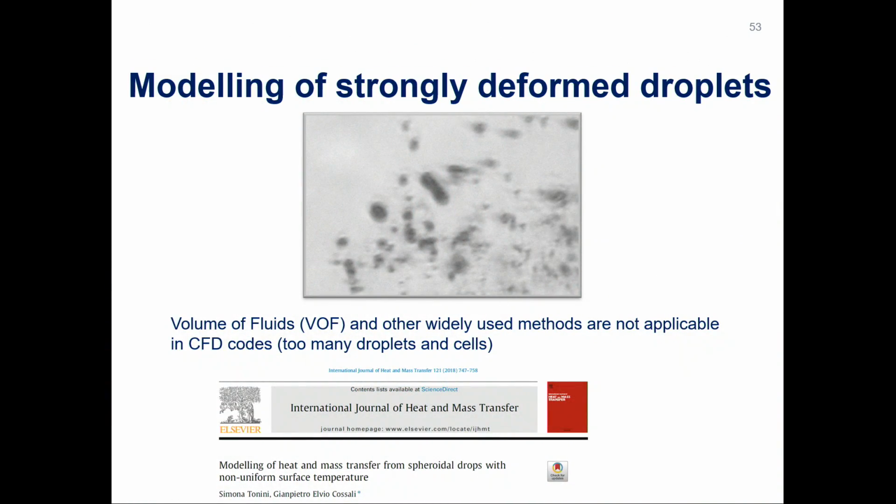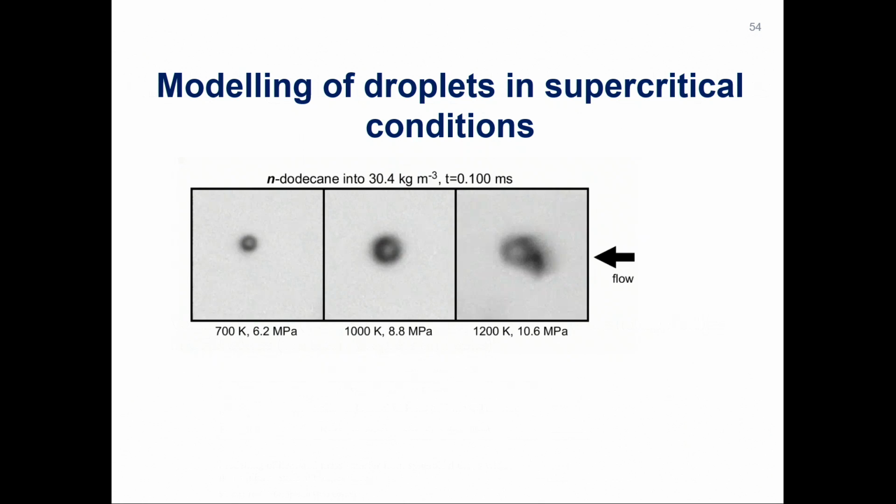Another problem is to consider strongly deformed droplets, because the model which we developed for non-spherical droplets is applicable only to weakly deformed droplets, which is a serious limitation. We are working on developing a more general model, and some ideas of the more general model are described in the paper by Tonini and Casale. Now we are going to apply these ideas to the problem of droplet heating and evaporation.